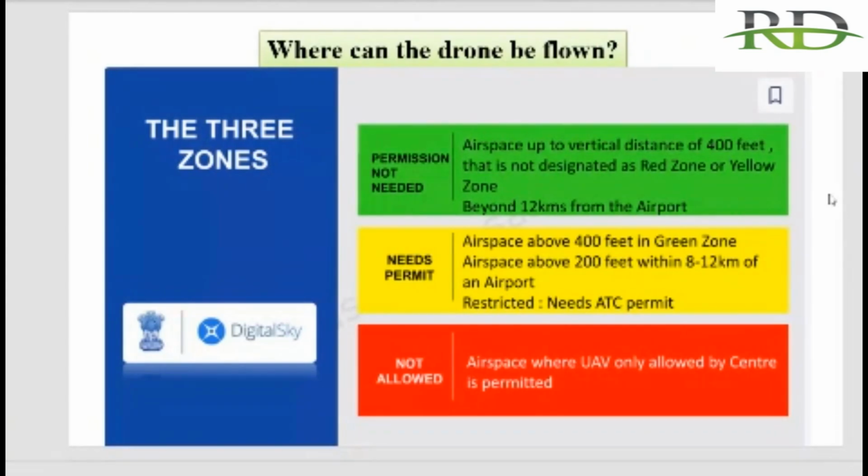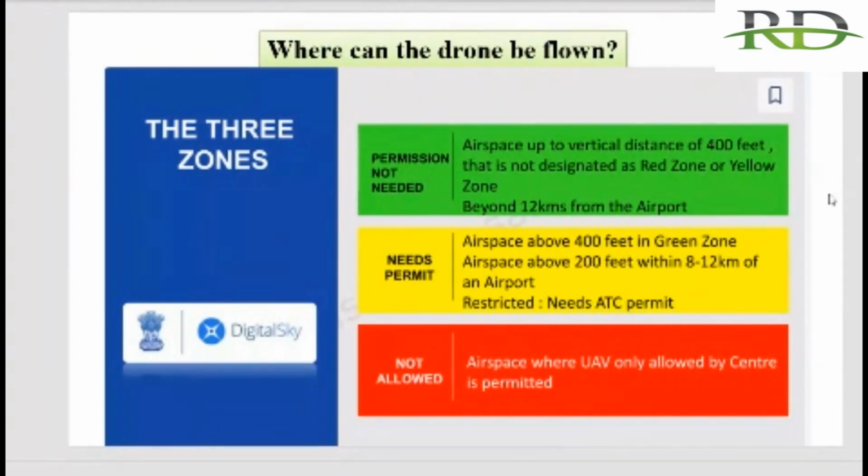Next slide, sir. Yes, this is one of the important ones. If you want to fly a drone, we have to take permission. Very important. In the green zone, there is no need for permission, from the airport up to 12 kilometers. Permission is needed from the green zone up to 400 feet, and the airspace is 8 to 12 meters from the airport, and restricted. That is ATC. We should take ATC permission before flying the drone.